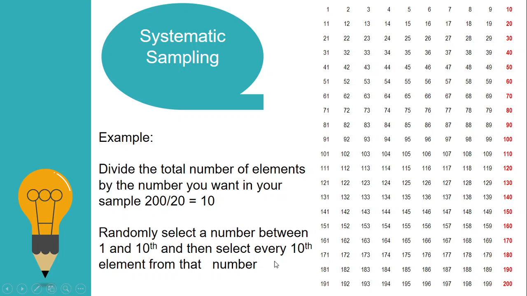So this is an example where we have a population of 200 individuals. We are choosing each 10th, so each 10th we are collecting. So 200 divided by 20 is equal to 10. So divide the total number of elements by the number you want in your sample. For example, this 200 we divide by 20, so there will be 10. We will collect the 10. Each 10th will be our sample. So we will collect the sample from the population.